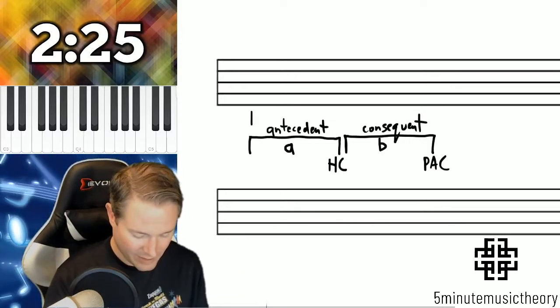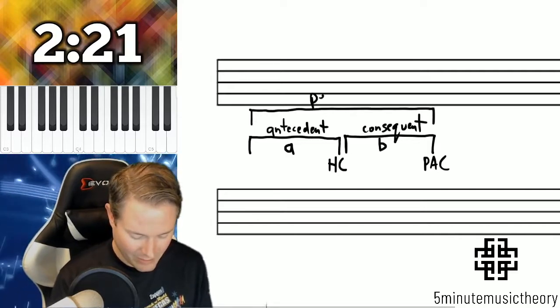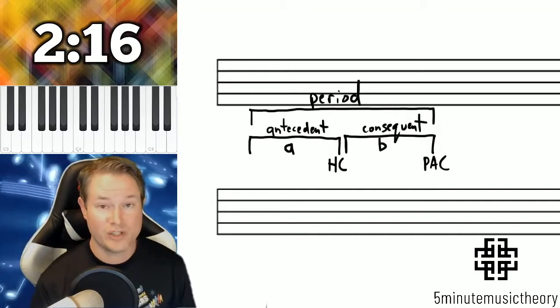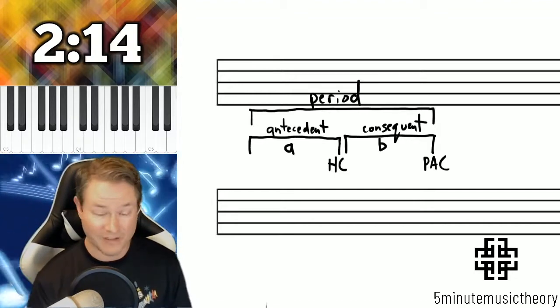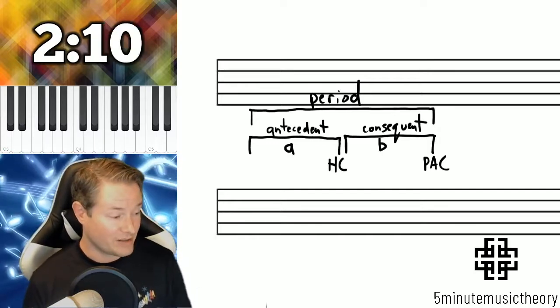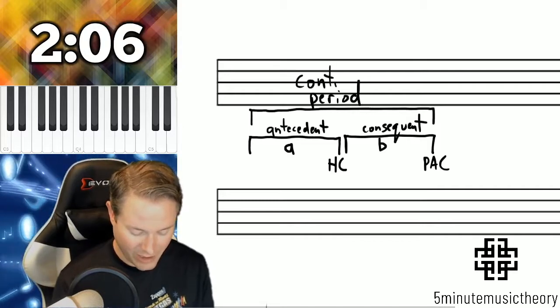And then above all of this, I'm going to write another bracket and I'm going to write period, because this is a period. There's actually two types of periods, and actually we might be able to fit this in this video. When you have two phrases which are different from each other, like this, A and B, this is what's known as a contrasting period.